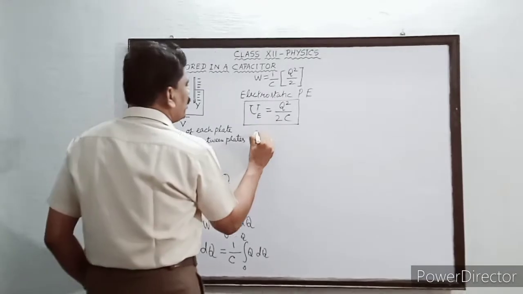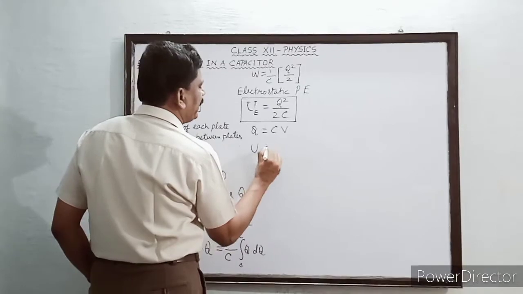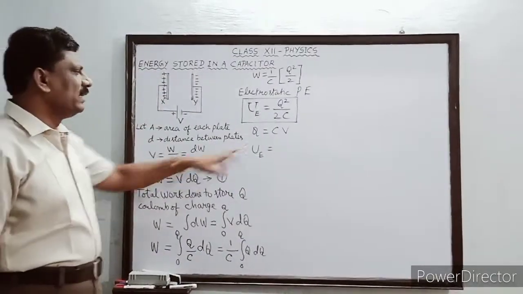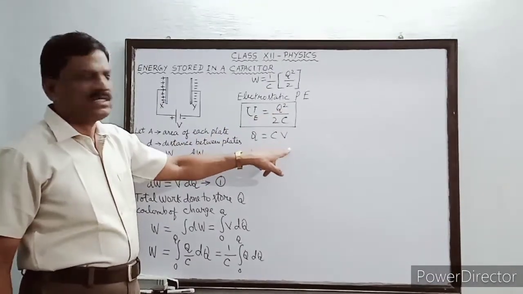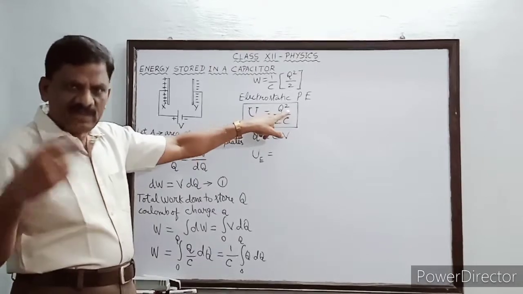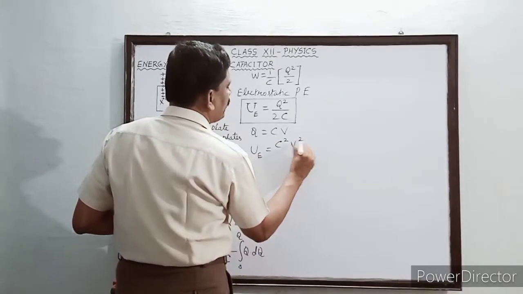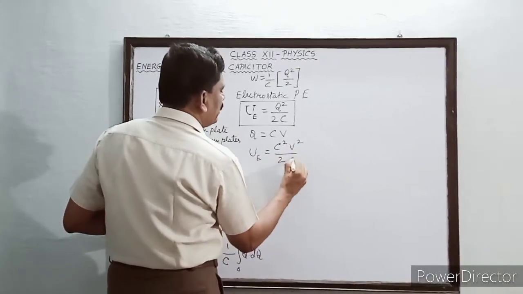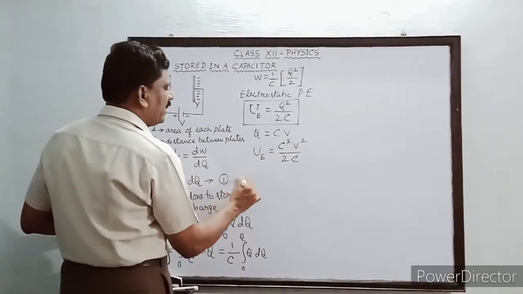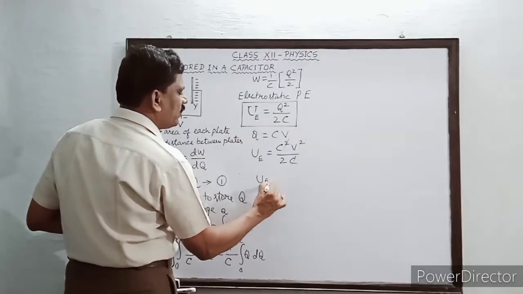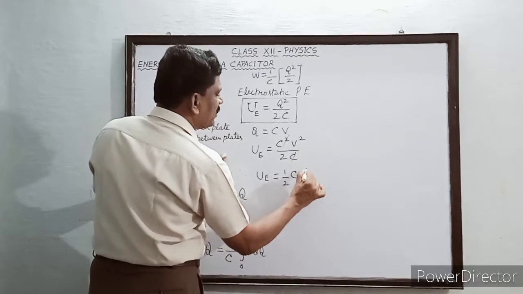But we know that Q is equal to CV. Therefore, UE also can be written in another form. The relation connecting Q, C and V I have written, so I am going to substitute Q equal to CV. Q square is equal to C square V square. So UE can be written as C square into V square divided by 2C. The square term of C and this C can be cancelled, and therefore another expression we get is UE is equal to 1 by 2 into CV square.